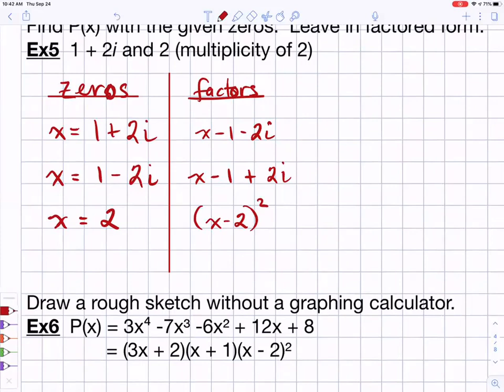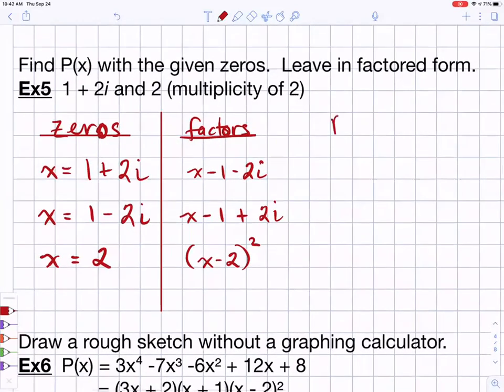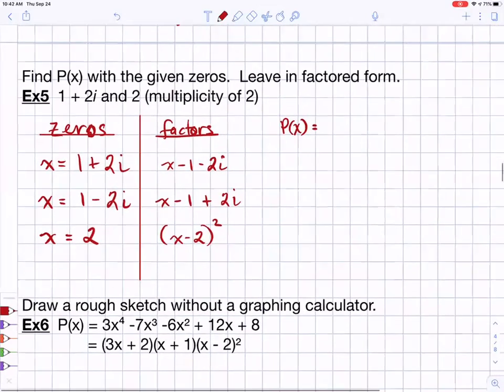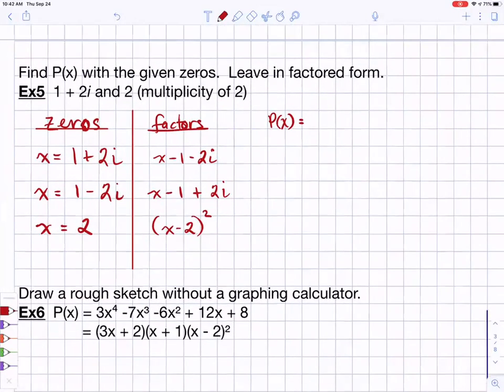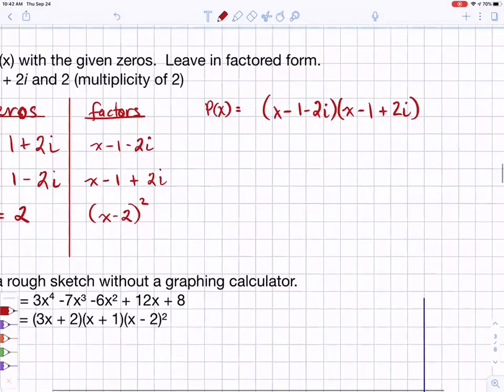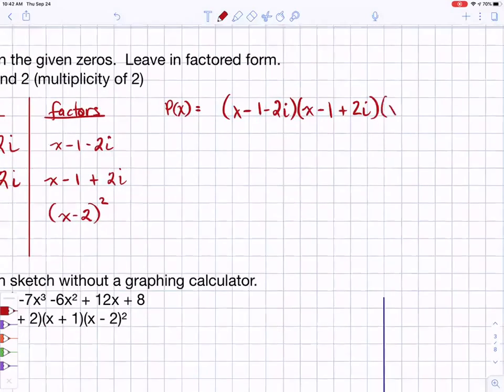Okay, so then let's go get our P of X. Remember, P of X is where we write down our product of factors. So we have x minus 1 minus 2i, we have x minus 1 plus 2i, and we have x minus 2 quantity squared.